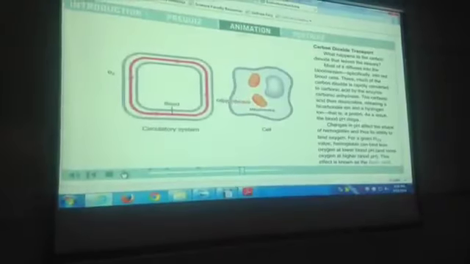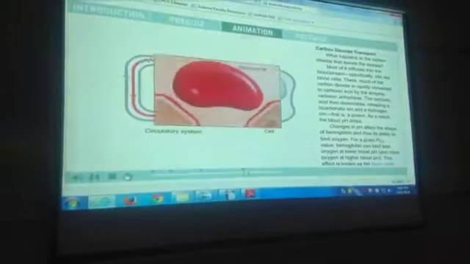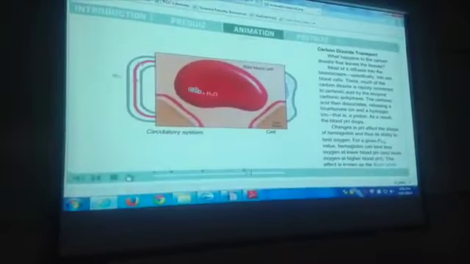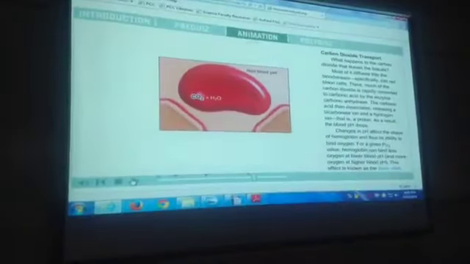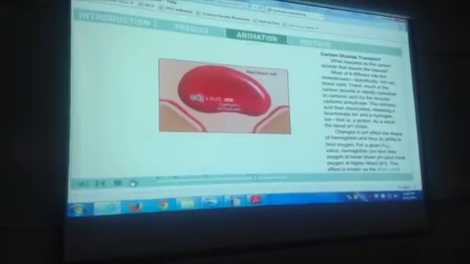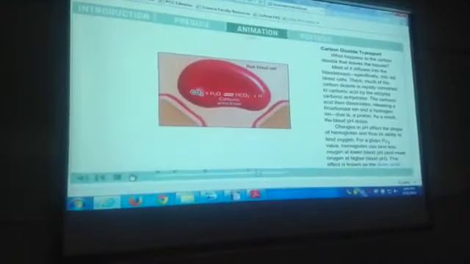Most of it diffuses into the bloodstream, specifically into red blood cells. There, much of the carbon dioxide is rapidly converted to carbonic acid by the enzyme carbonic anhydrase. The carbonic acid then dissociates, releasing a bicarbonate ion and a hydrogen ion, that is, a proton. As a result, the blood pH drops.